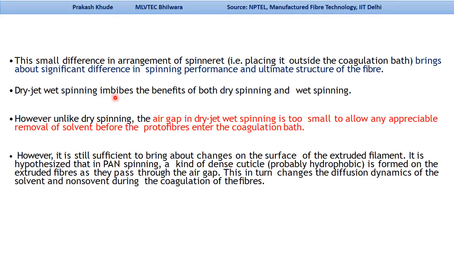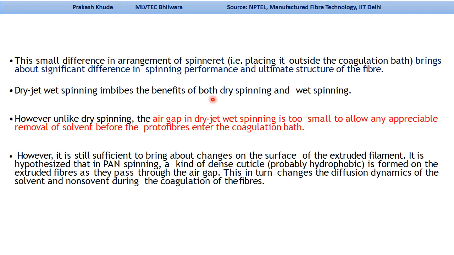So this ultimately embraces both the benefits of dry spinning and wet spinning systems. Unlike dry spinning systems, the air gap in dry jet wet spinning is too small to allow any appreciable removal of solvent before the prototype fiber enters the coagulation bath.